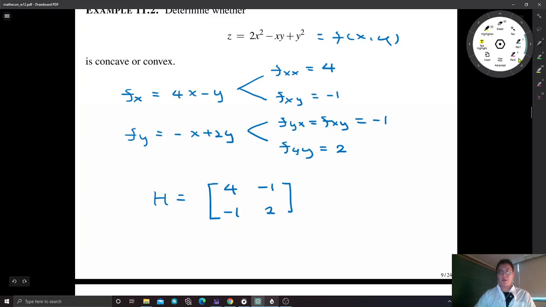Using the principal minors, we can determine the sign definiteness of this Hessian matrix. The first leading principal minor is positive. And the second, the determinant of this 2 by 2, 4 times 2 minus negative 1 squared, that is positive. So the two principal minors are positive, so this Hessian matrix is positive definite. So this function is convex.